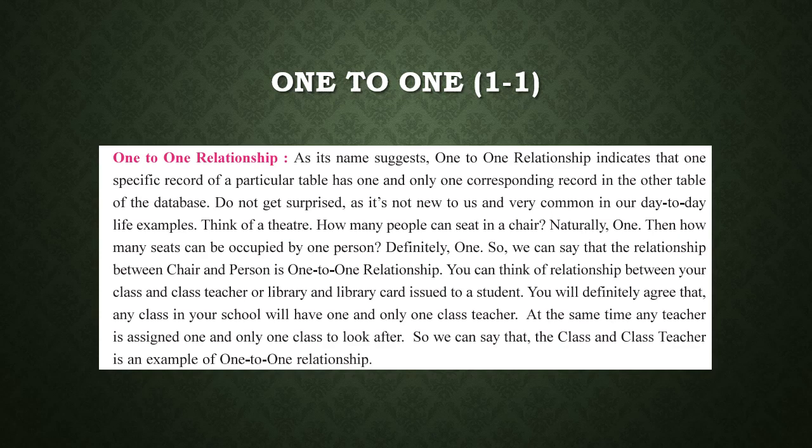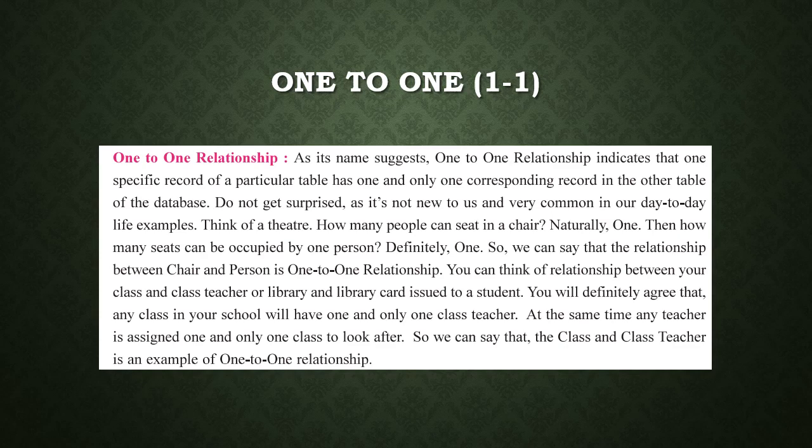A very common example in our day-to-day life. Think of the theater. How many people can sit in a chair? Obviously one. Then how many seats can be occupied by one person? Definitely one. So we can say that the relationship between chair and a person is one to one relationship. You can think of the relationship between your class and class teacher, or library and library card issued to the students.